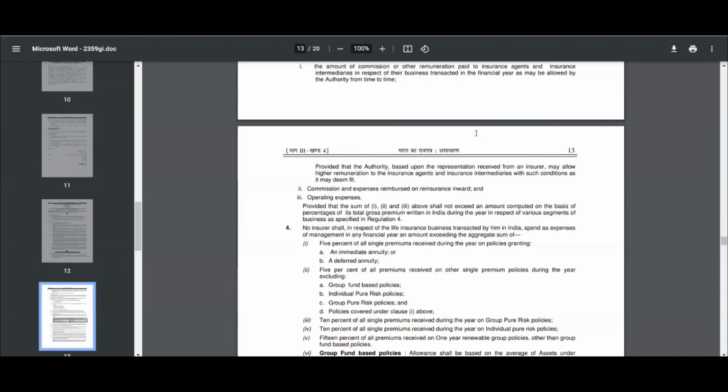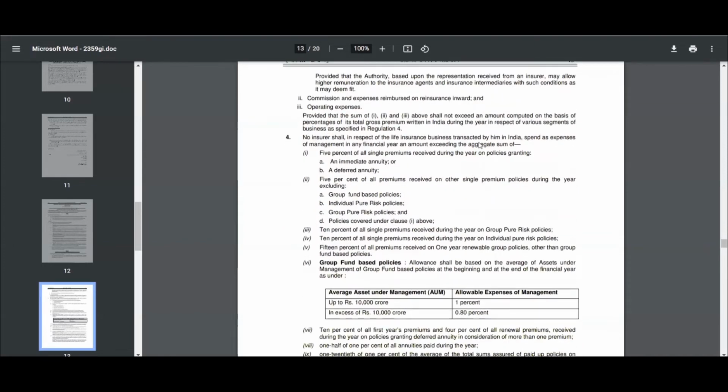So, for example, for endowment single premium policies, the expense cannot be more than 5%. For individual pure risk policies and group pure risk policies, it is 10%, and it is 15% for group renewable premium, which is basically of 1 year duration. And for group fund based policies, it will be based on the assets under management. If it is less than 10,000 crore, then it is 1%. If it is more than 10,000 crore, then it can be spread over multiple things, so that would be 0.80%.